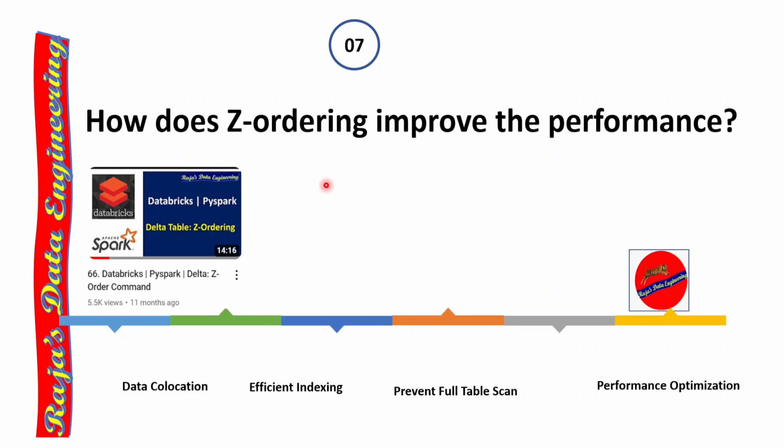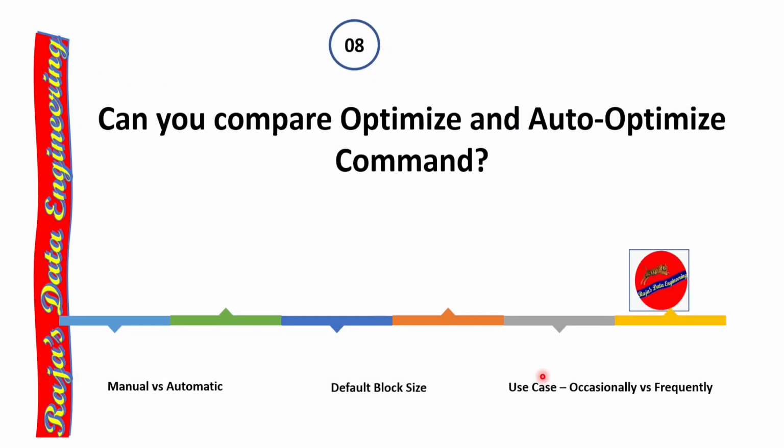With the help of Z ordering, we can prevent a full table scan, which means it maintains some index file. Based on the index file, we can avoid scanning all the files. So we can perform data skipping, and with the help of data skipping, we can improve the performance. So that is Z ordering. Moving on to the next question, can you compare optimize and auto optimize command?